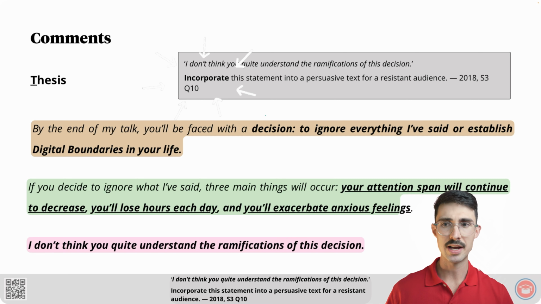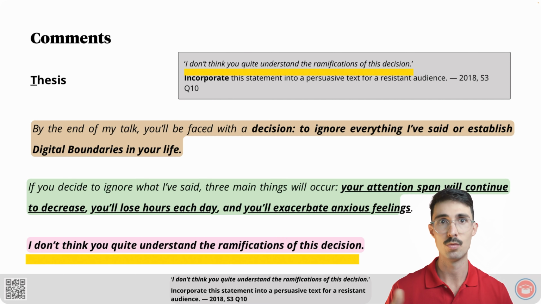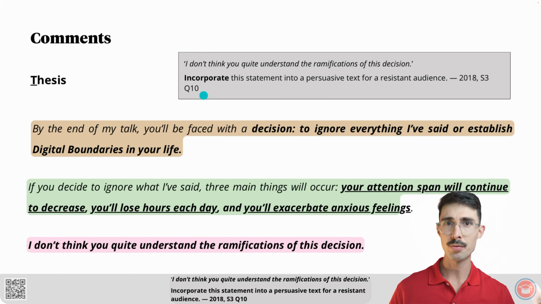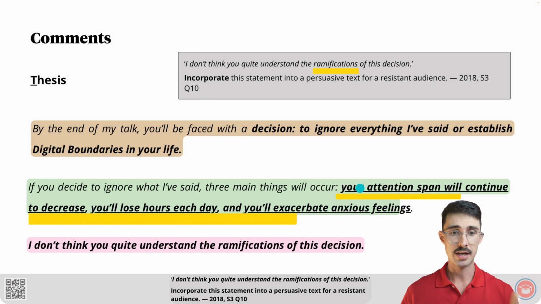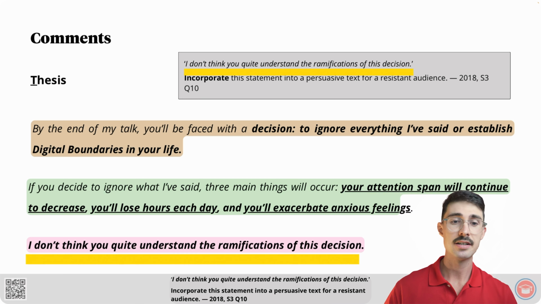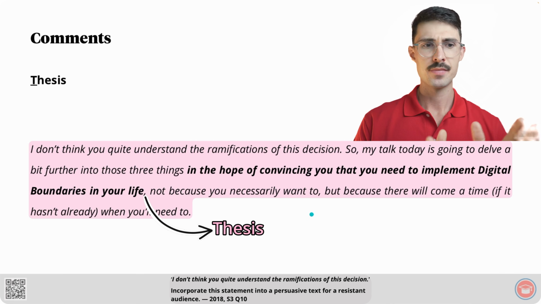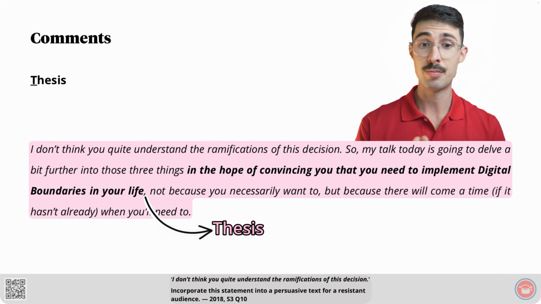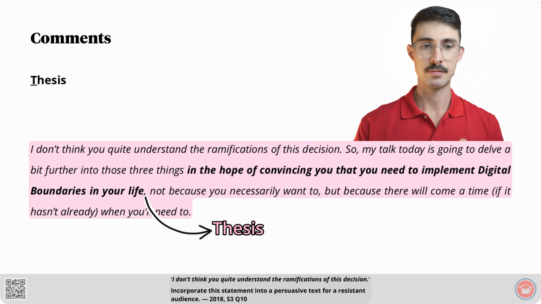Remember, the question requires me to incorporate this statement, which means I must repeat it in my persuasive speech verbatim, word for word. In order for me to incorporate this effectively, firstly, I outline what the decision is. Secondly, I outline what the ramifications are. Then I directly incorporate the statement. I don't think you quite understand the ramifications of this decision. This part of my thesis, in the hope of convincing you that you need to implement digital boundaries in your life, is my overarching argument, my thesis.